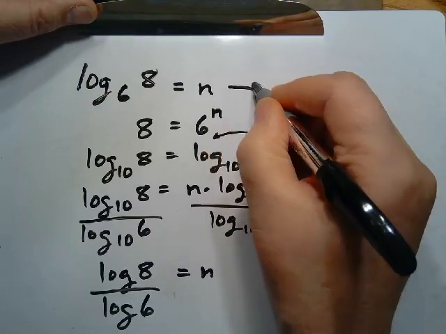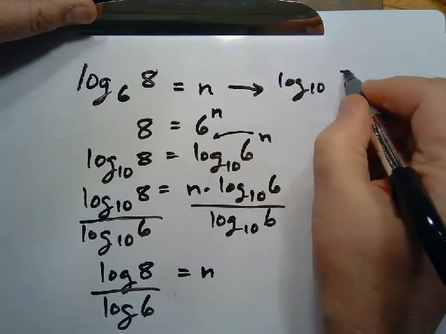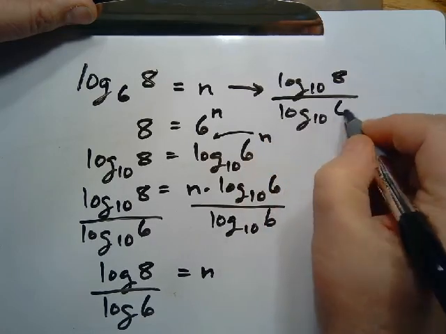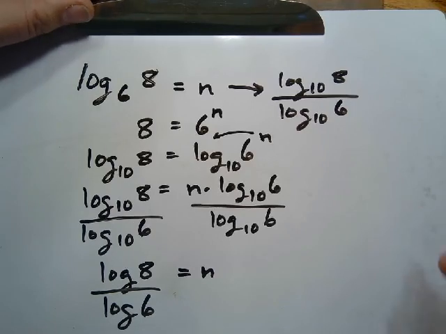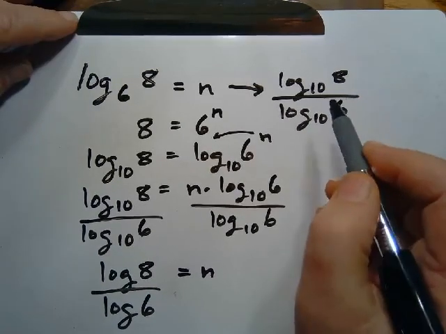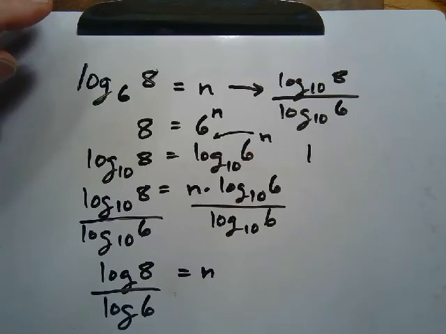So in short, all we have to do is take log base 10 of the top number and divide it by log base 10 of the bottom number. This is called the logarithmic conversion, the base conversion formula, the change of base formula. And that particular formula can be generalized in a certain way. Let's take a look at that.